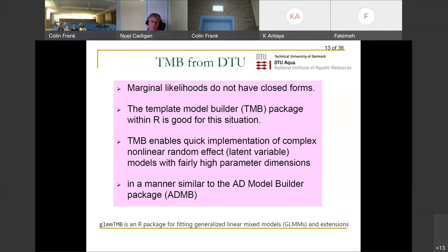TMB was formulated in a manner similar to AD Model Builder, a package that is still used a lot, but was at one point really the best thing available to fit nonlinear mixed effects models. People at the Technical University of Denmark developed TMB as a modern version of ADMB, and it's computationally much more efficient. There's some overhead to learning how to use TMB, and there has also been developed a package, glmmTMB, that is useful for fitting generalized linear mixed models. This is a subset of the nonlinear mixed effects models, but it can be a lot easier to fit more simple models using it.